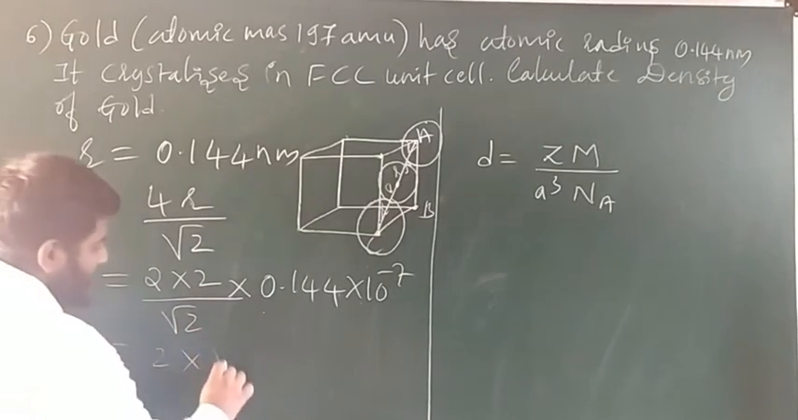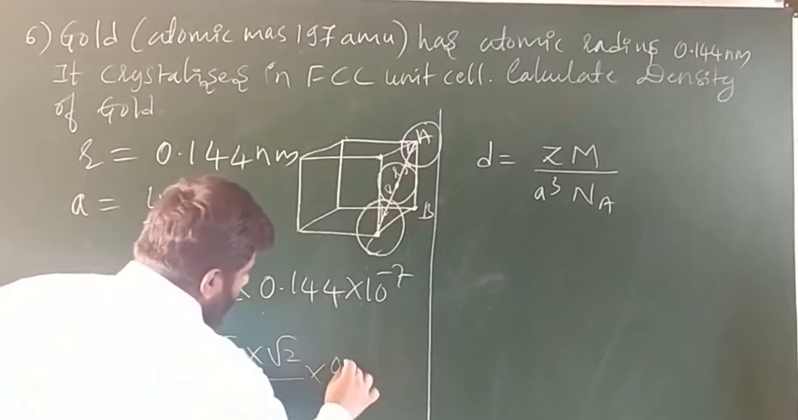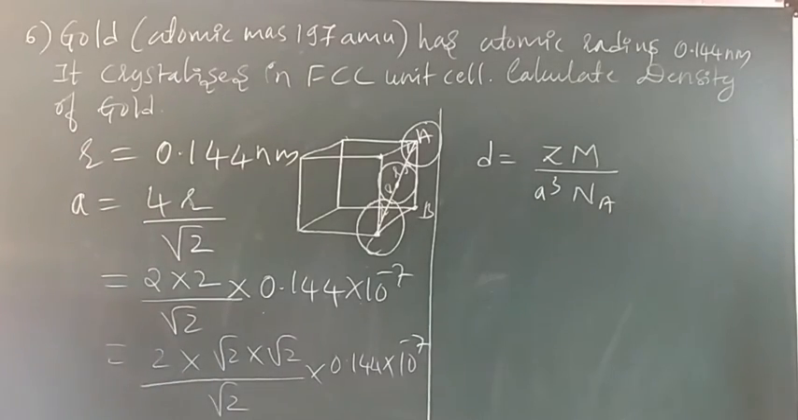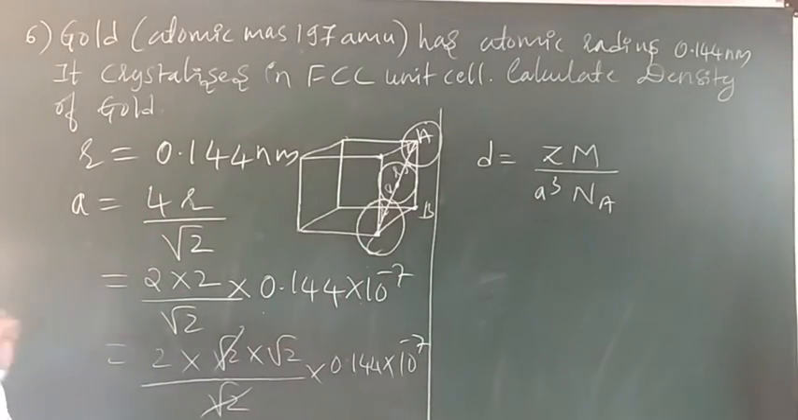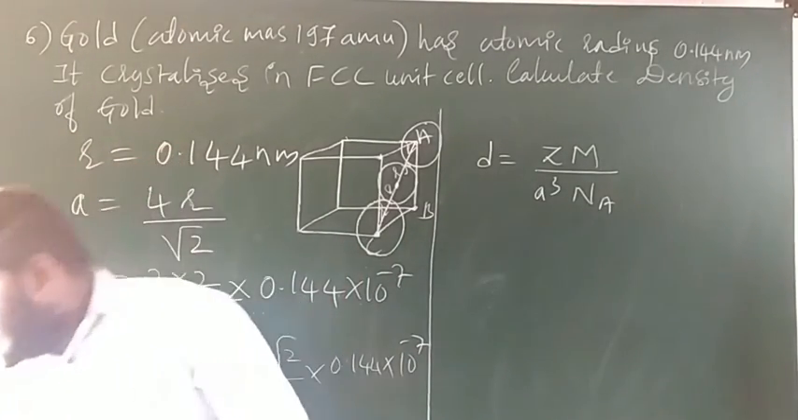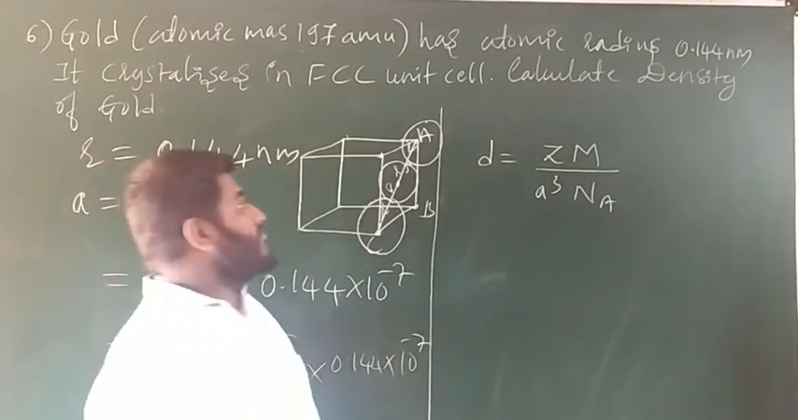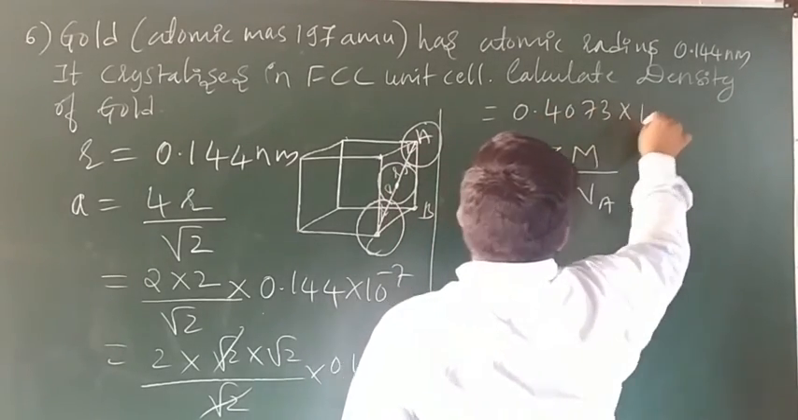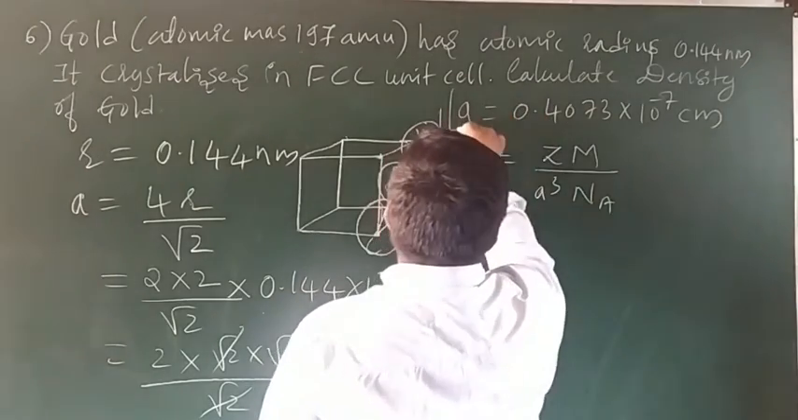See, 2 you write as it is. 2 can be written as root 2 into root 2 divided by root 2 into 0.144 into 10 to the power minus 7. Now you see, guys, this root 2 gets cancelled. 2 into root 2 into 0.144 into 10 to the power minus 7. When you do all this calculation, you are going to get the answer as 0.4073 into 10 to the power minus 7 centimeter. What is this? We got the edge length.